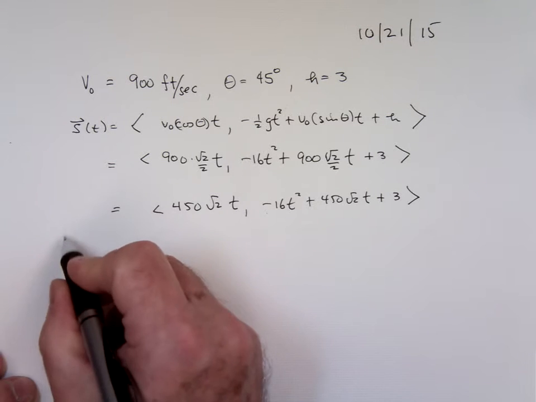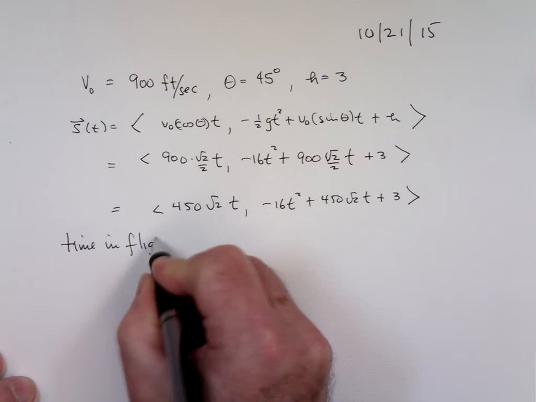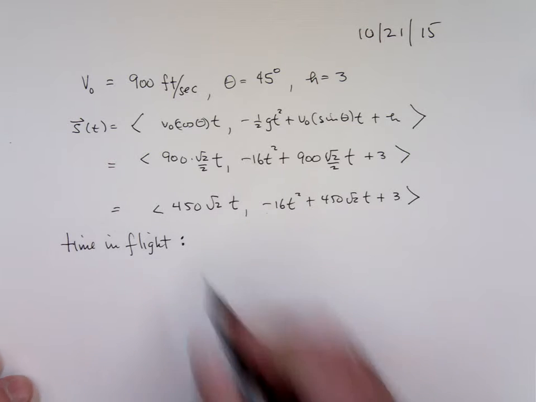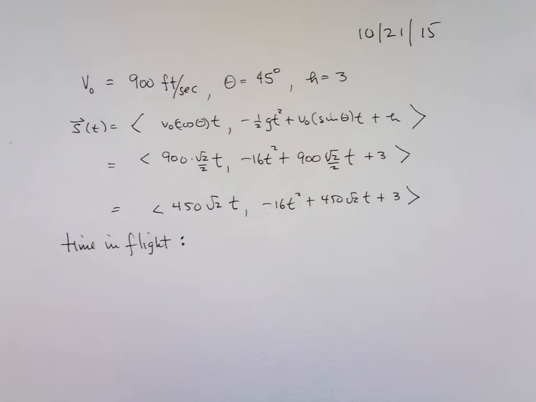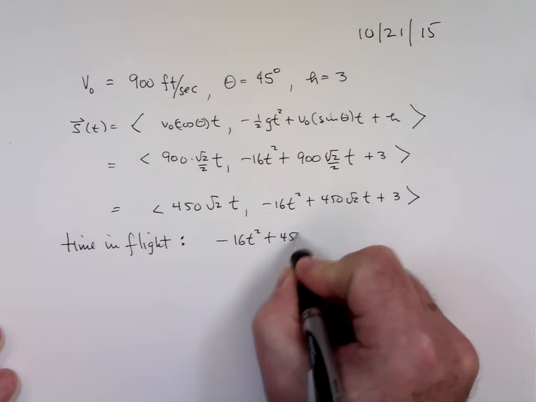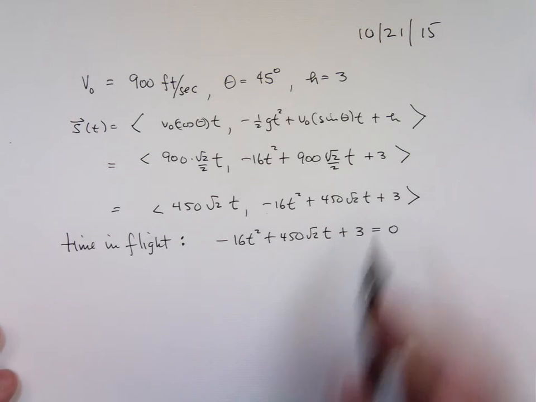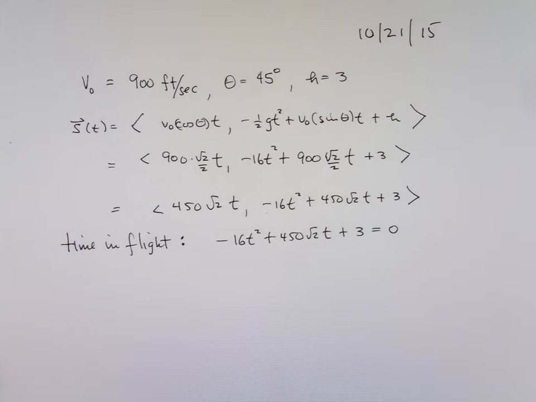First thing, let's do time in flight. This is certainly something you'll be asked. You find the time in flight by doing what? How do you find the time in flight? Set the y component equal to 0. Yes, exactly right, David. You set the y component equal to 0. Why is it negative 16t squared? G is 32 feet per second squared when we're dealing with feet per second.